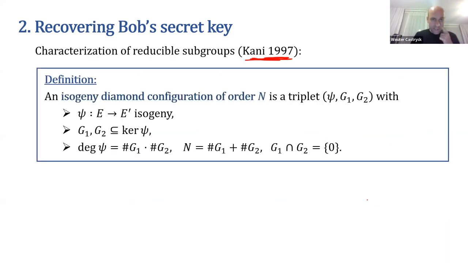So basically, the characterization is as follows. The thing that goes into it is what he calls an isogeny diamond configuration of order N. What is this? This is a triplet (psi, G1, G2). Psi is an isogeny. You should think of this as our starting curve again, this is the ending curve, E prime, and psi is this isogeny. For the moment, but we will modify this, think of it as Bob's secret isogeny. Now these groups G1, G2 have to span the kernel of this isogeny in an orthogonal way, say. They should intersect trivially, and together they should span the kernel of psi. I'm sweeping separability issues aside, so I'm assuming everything is separable here, and this will always be the case for the parameters that we are studying. And then this N is the number of elements of G1 plus the number of elements of G2.